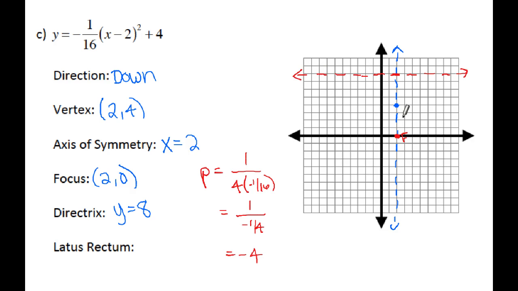And then to figure out how wide or how narrow my parabola is going to be, I'm going to take the absolute value of the reciprocal of A. So that's going to be 16 units. So my latus rectum is 16 units completely across, which means I need to go 8 units in both directions from my focus. It's always through your focus.